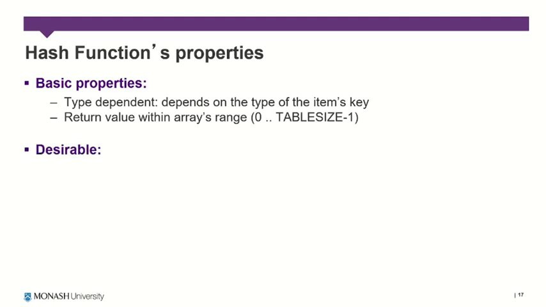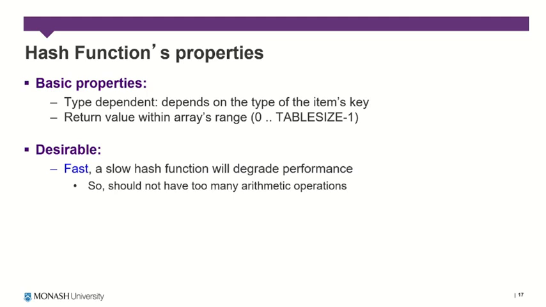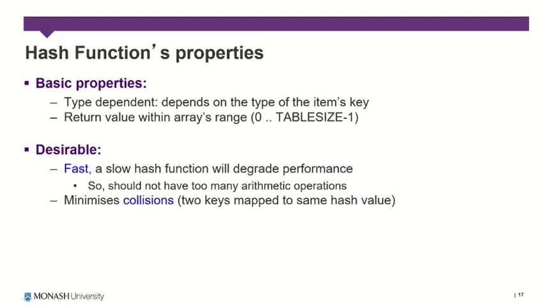Some of the desirable features include we want to make sure it's nice and fast, because if we have a slower hash function it may mean that our operations can't meet the O(1) promise that we're trying to meet. So we want to make sure our arithmetic operations are limited, and if we have them they're going to be fast. We also want to minimize collisions. Basically a collision is when two keys map to the same hash value. We want to try and ensure that we distribute our keys as uniformly as possible. That way we can make sure that, as much as possible, we don't have any collisions.